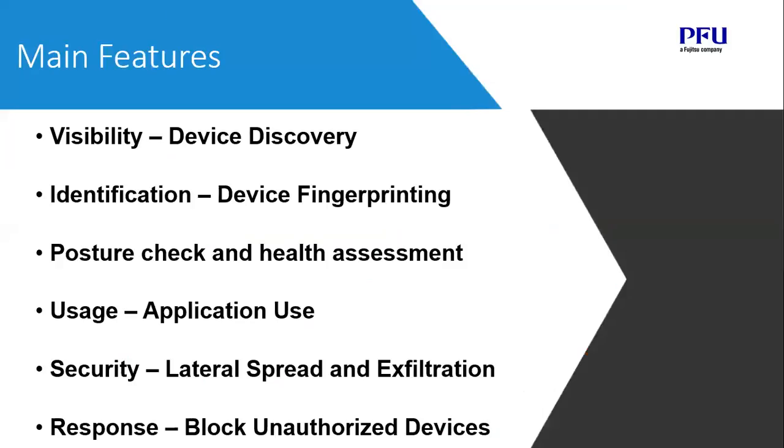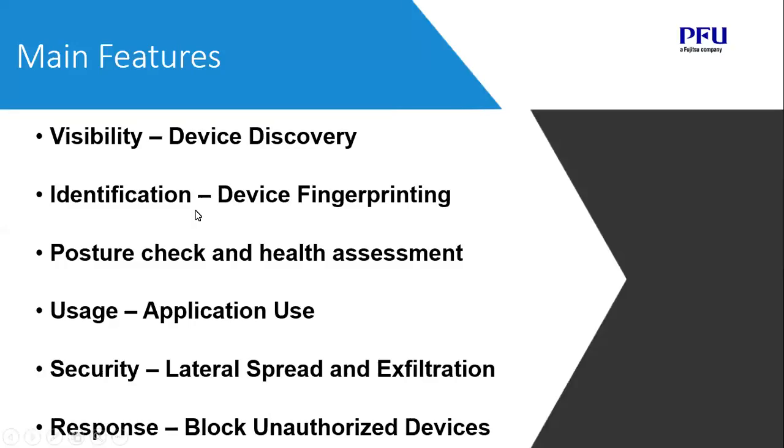Now, the main features of this solution: visibility. iNetSec is able to discover any device on your network. Anything that has an IP address, a MAC address, is going to be discovered. Anything that is network attached is going to be discovered. From Windows, Linux, Mac OS, really any Android, iOS, and so on.